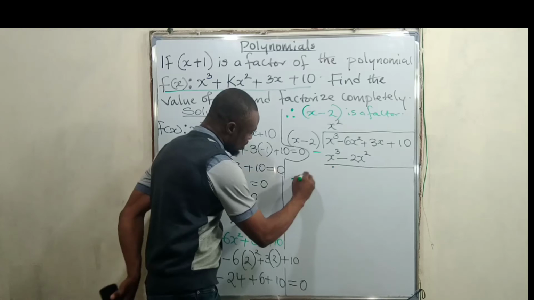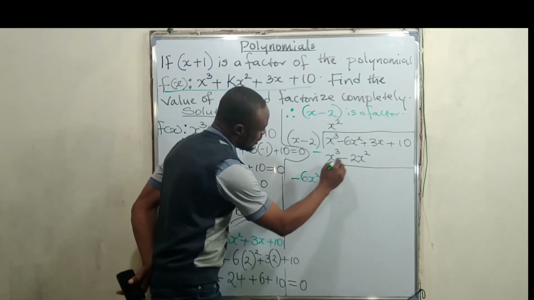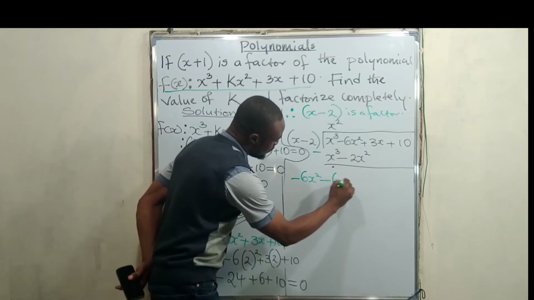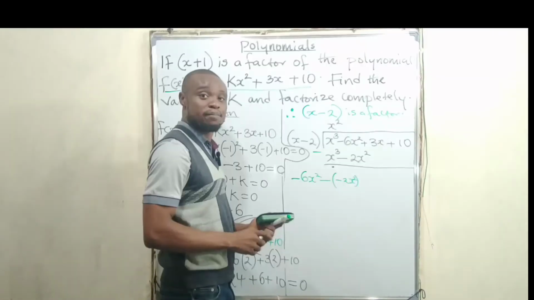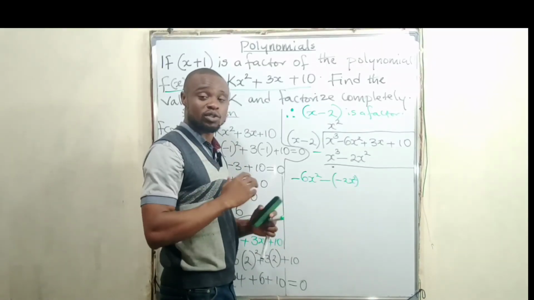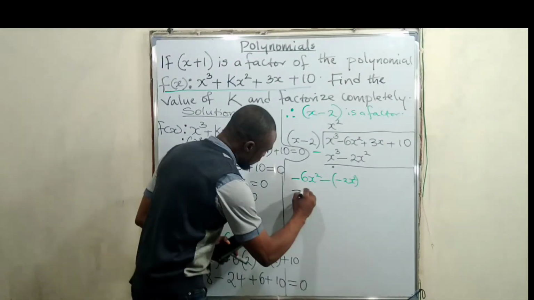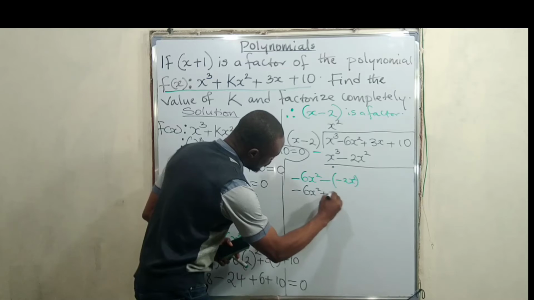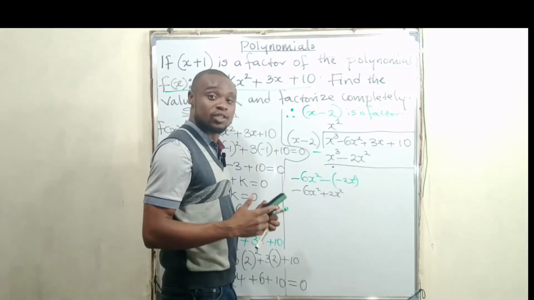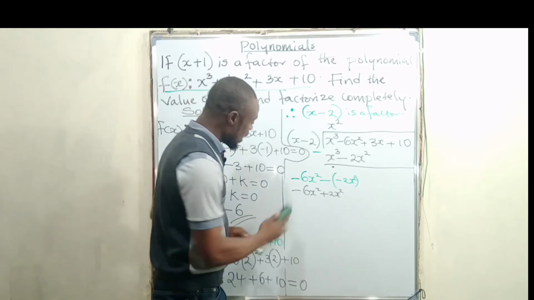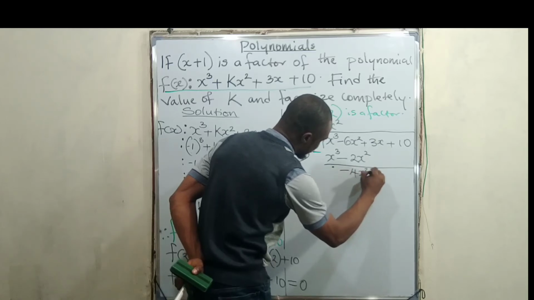You have a minus 6x squared, and this minus here, let's put that one in brackets. We have minus 2x squared. Now the basic thing there is: minus times minus is what? Plus. So this minus multiplies this minus, and we have a plus. So finally we have minus 6x squared plus 2x squared. Minus 6x squared plus 2x squared is what? Minus 4x squared. So we have a minus 4x squared.